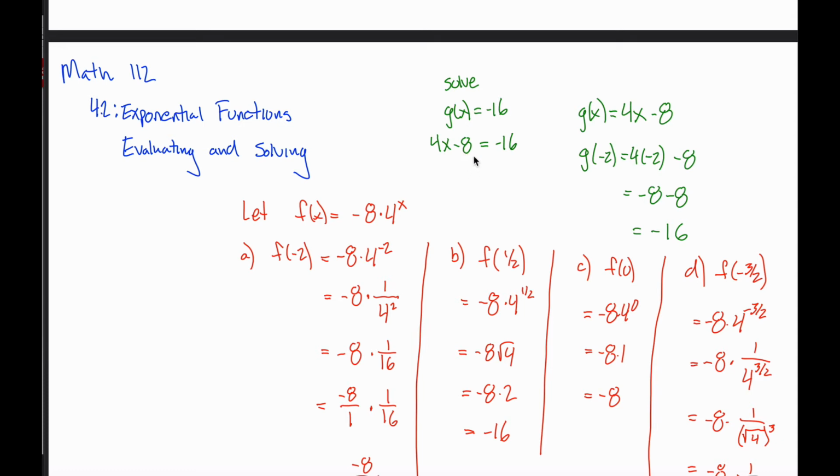Well, it's pretty easy because it's linear. Add 8 to both sides of the equation, and you get 4x equals negative 8. And then divide both sides of the equation by 4, and you get x equals negative 2. Oh yeah, I expected x to be equal to negative 2 because I know when I put negative 2 in, negative 16 comes out. So to get negative 16 to come out, of course I put negative 2 in.